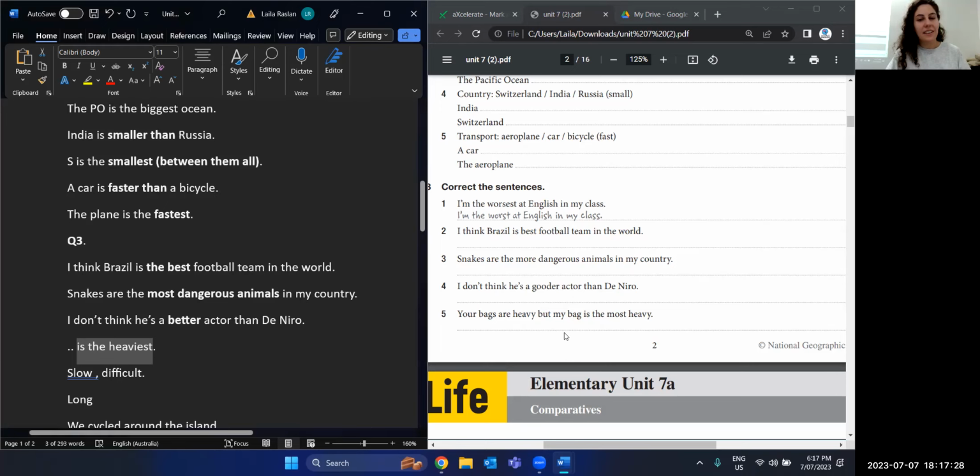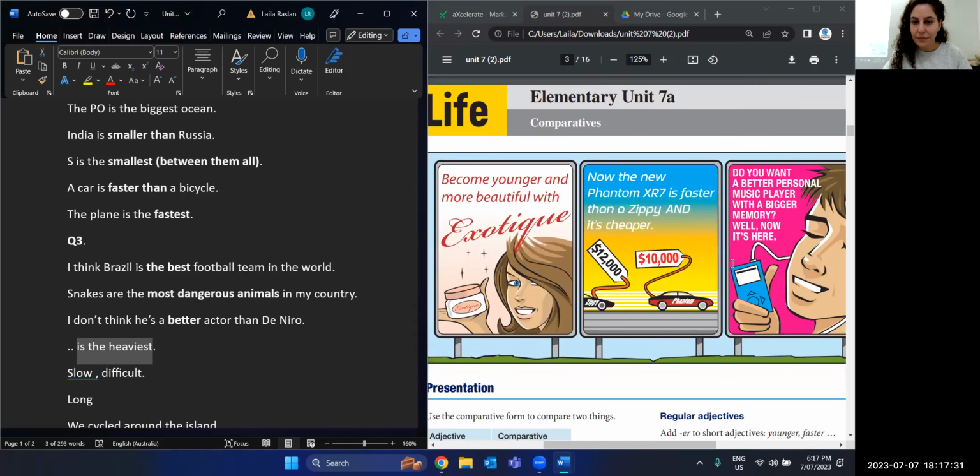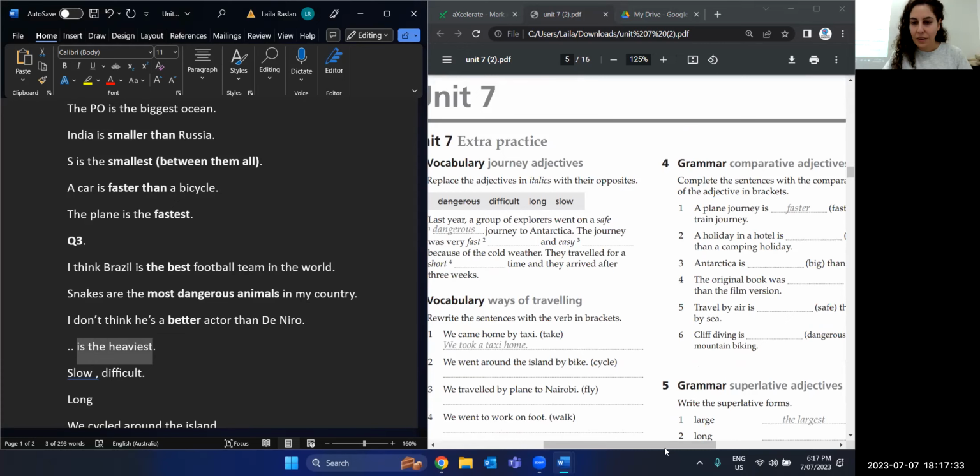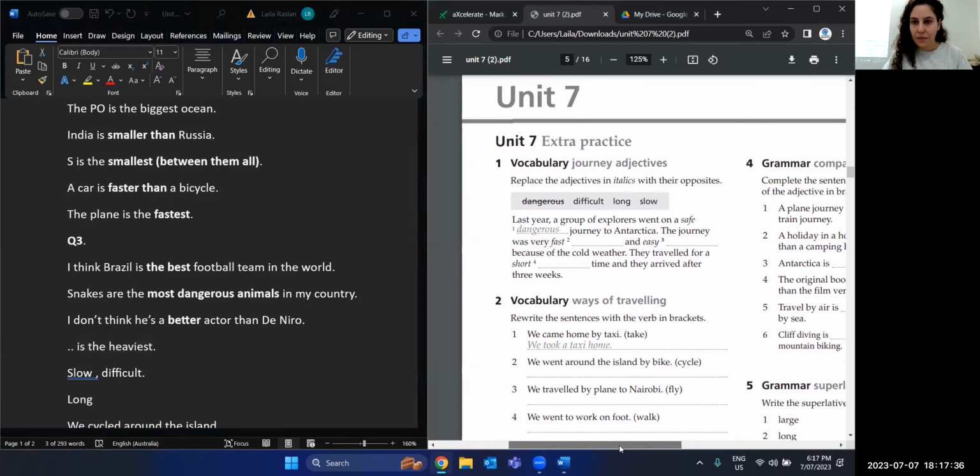Okay, let's keep going. So journey adjectives. So if you remember, Unit 7 has been all about journey, plans. Where are we traveling to? Where are we going? And we looked at the adjective and the opposite. So dangerous, safe, difficult, long, slow, easy. So the whole paragraph, maybe you can read it, Conrado, all of number 1.